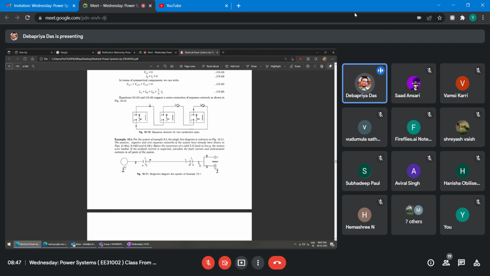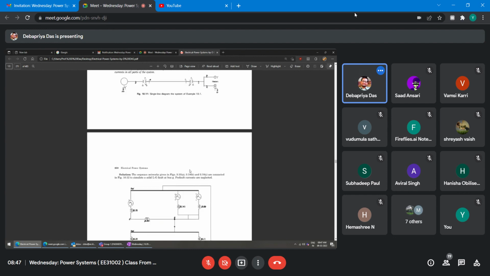So the fault has occurred here at this point G. So how to do this? Suppose all parameters are given, right? Suppose all these parameters are given, how to compute?